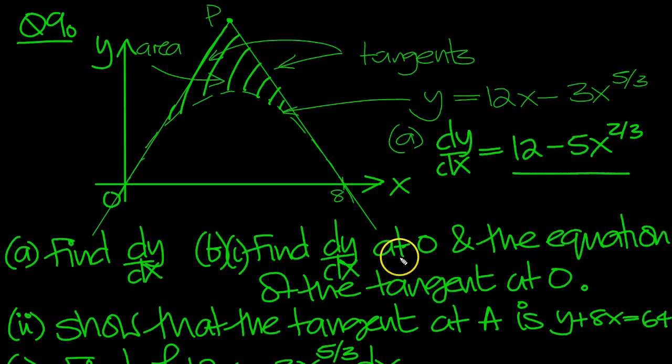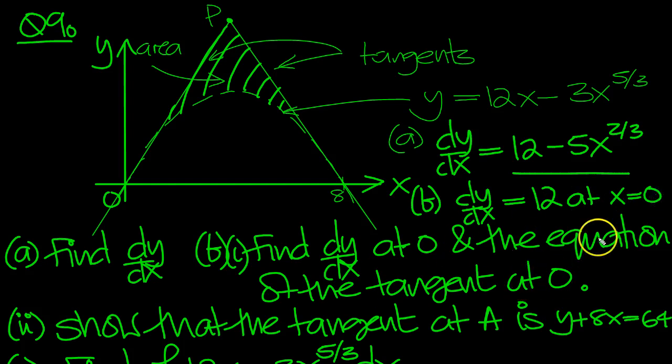Now find it at O. So part B. dy/dx at x equals 0: this will be 0, so we'll just get 12. And the equation of the tangent at O: y is equal to the gradient 12 times x. So y equals 12x. There's no intercept because it goes through the origin. So that's the equation of the tangent at O, and I'll put that in the diagram. Y is equal to 12x.